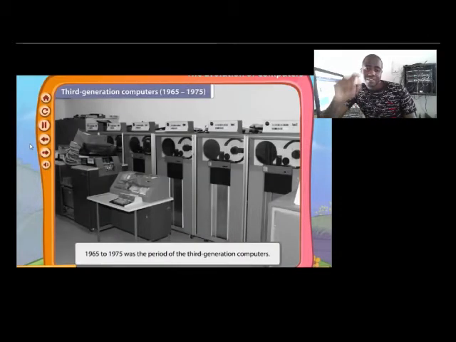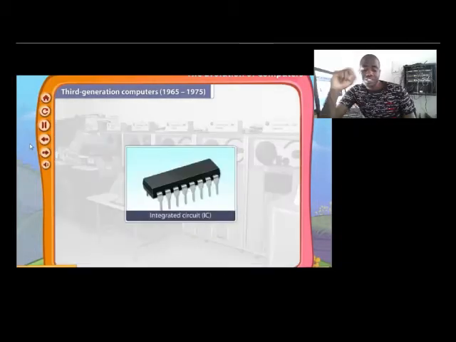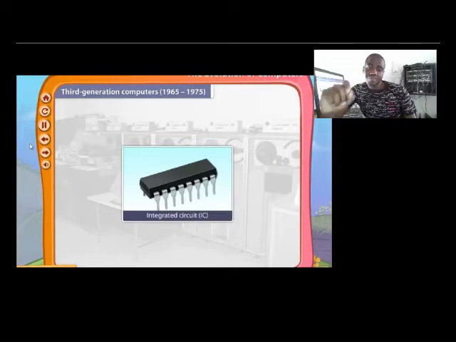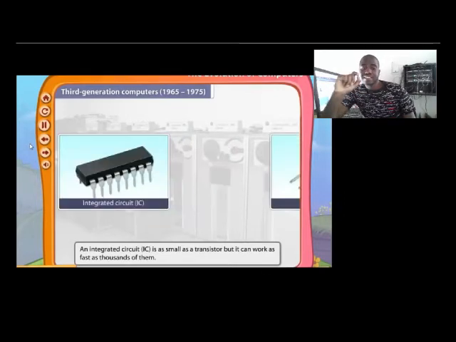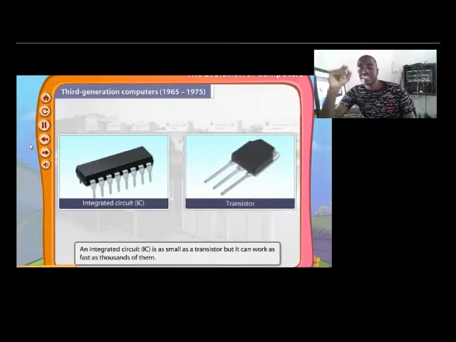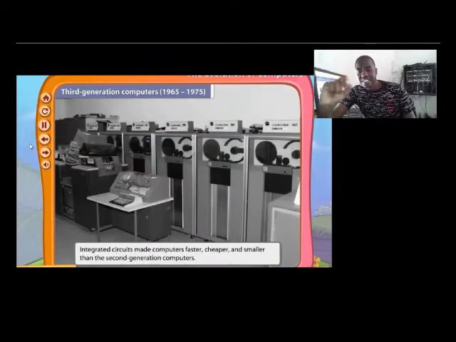1965 to 1975 was the period of the third generation computers. Integrated circuits were introduced during the development of the third generation computers. An integrated circuit, also known as an IC, is as small as a transistor, but it can work as fast as thousands of transistors. Integrated circuits made computers faster, cheaper, and smaller than the second generation computers. These computers also used less electricity and made very few mistakes.